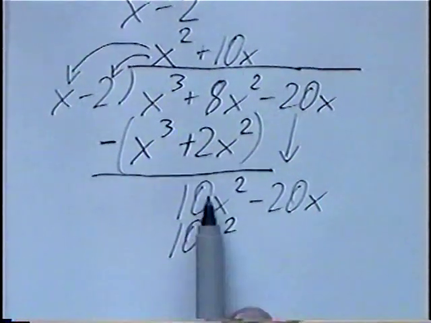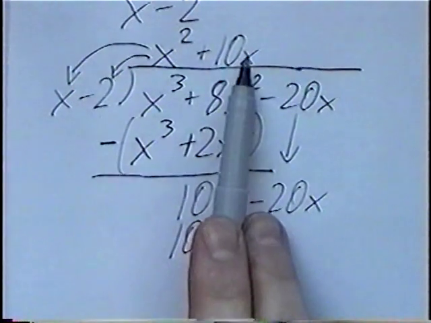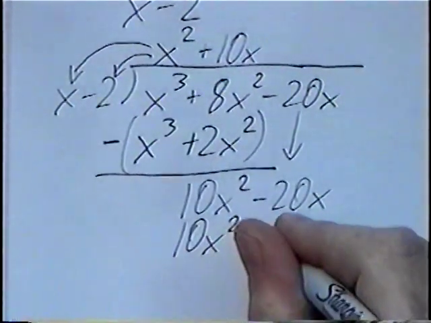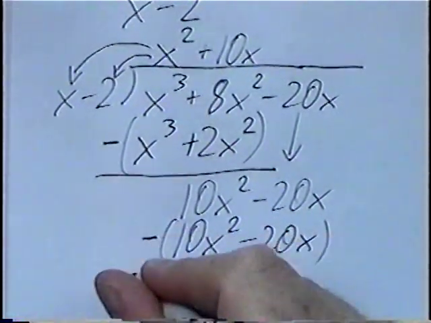When doing long division, these first two terms always have to match up. Keep in mind, using the distributive property, we'll have 10x times a negative 2, which would be negative 20x. Again, you can put parentheses around the term that we're subtracting.